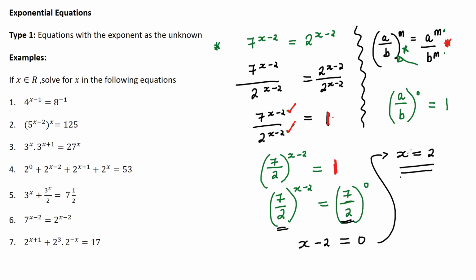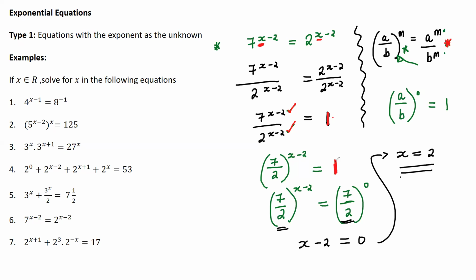Someone says, I found -2. No, it can't be, because even if you put it here, it can't be. When you put x as 2 here, 7 to the power of 0 is 1, and 2 to the power of 0 is also 1. So 1 is 1. It has to be 2. That's basically what your answer is.